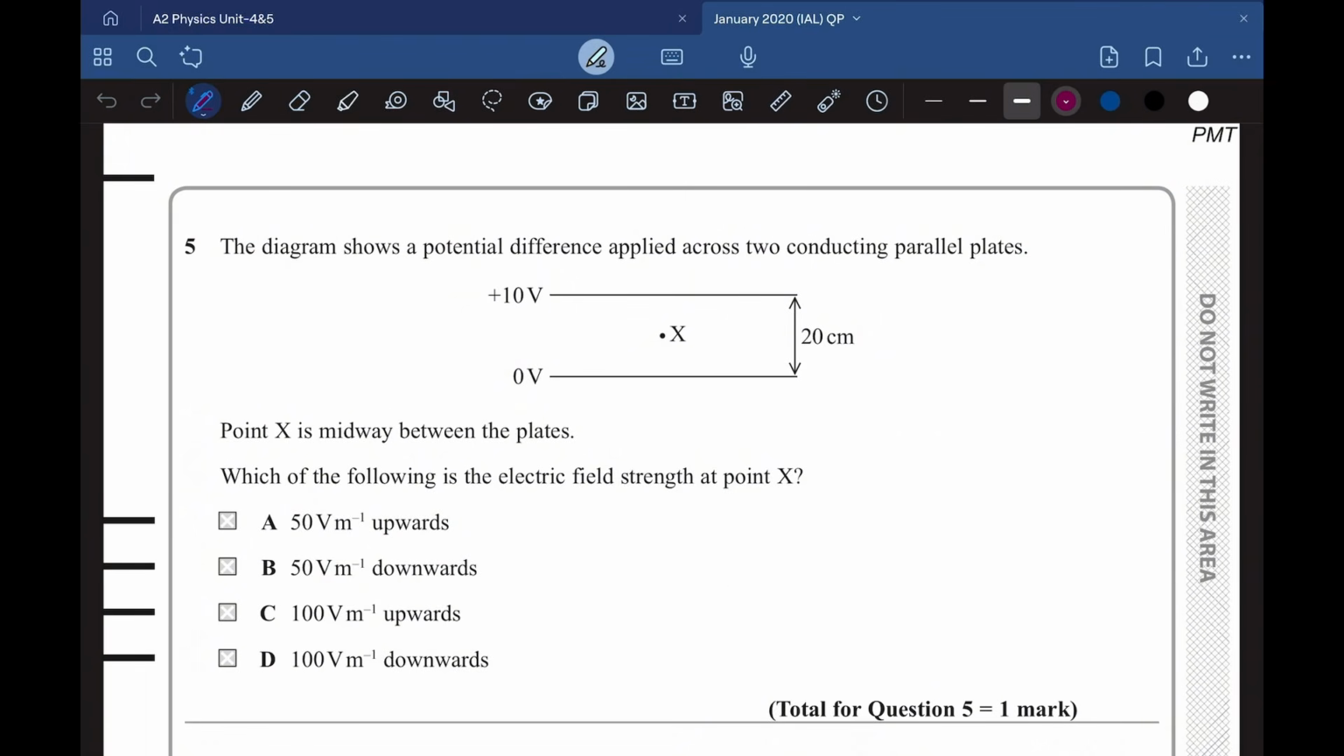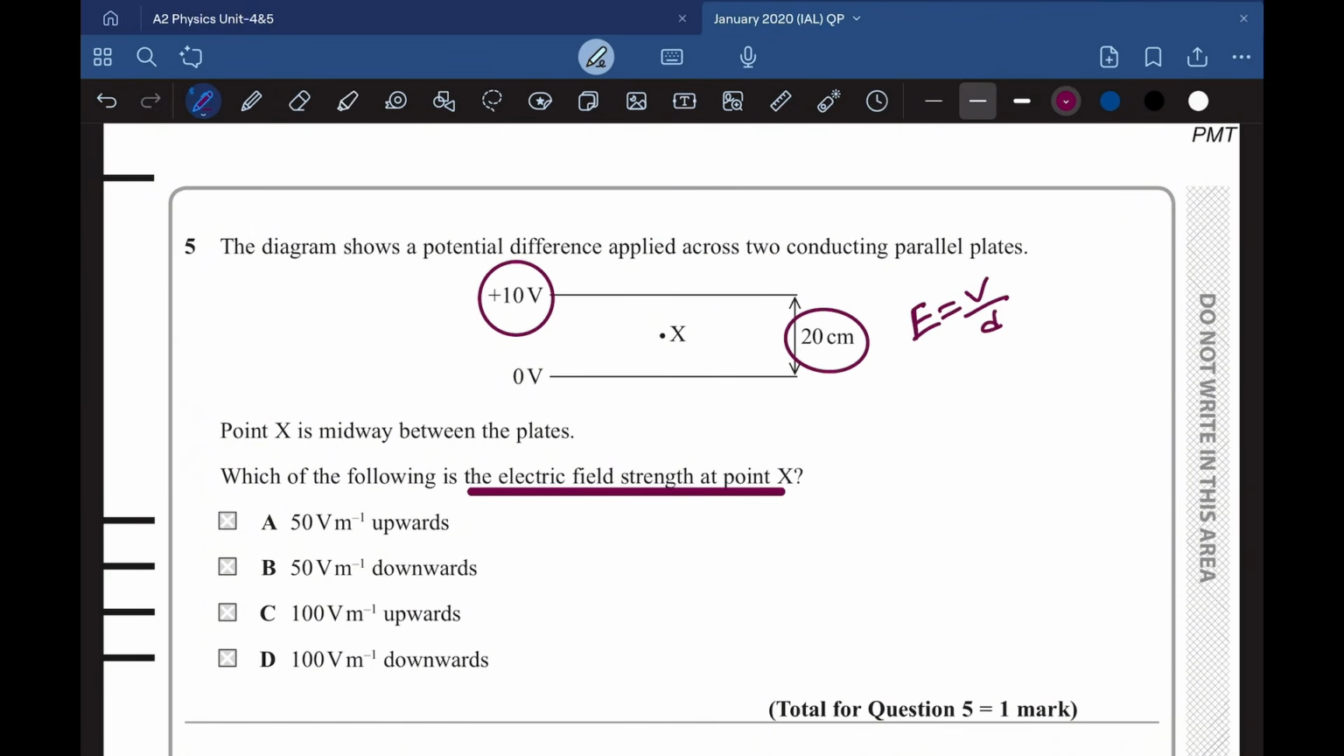The diagram shows a potential difference applied across two conducting parallel plates. Point X is midway between the plates. Which of the following is the electric field strength at point X? Now this question becomes really easy because they have asked us about the electric field strength. And we know there is a formula of electric field strength, which is E equals V by D, right? And they have given us the potential as well as the distance, right? They have given us both of these things.